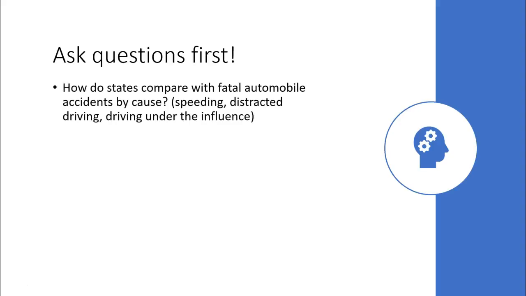The first one is, how do states compare with fatal automobile accidents by cost? So I want to look comparatively by state at speeding, distracted driving, and driving under the influence. You'll notice that the data set tells us not the percentage of distracted drivers, but the percentage of non-distracted drivers. So we're going to have to play with our data just a little bit in order to get what we want in this question.